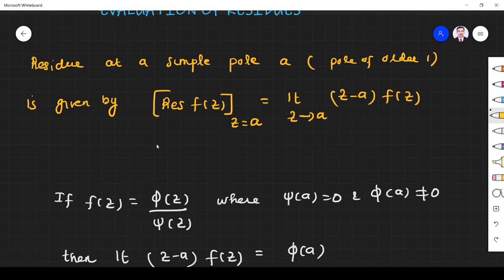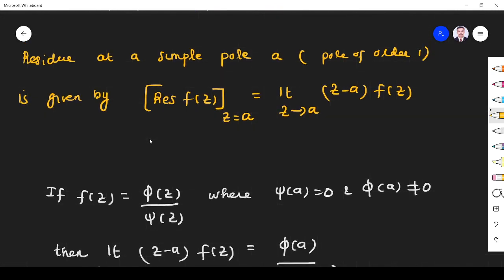Let us see. Residue at a pole A, residue at a simple pole. Let us assume we have a pole; I will tell you how to find the pole. Residue at a simple pole A, a pole of order 1, is given by residue of f of z at z equal to A, that is, limit z tends to A of (z minus A) into f of z. This is the residue at a simple pole. Let us call this case 1, the pole of order 1, given by limit z tends to A of (z minus A) f of z.